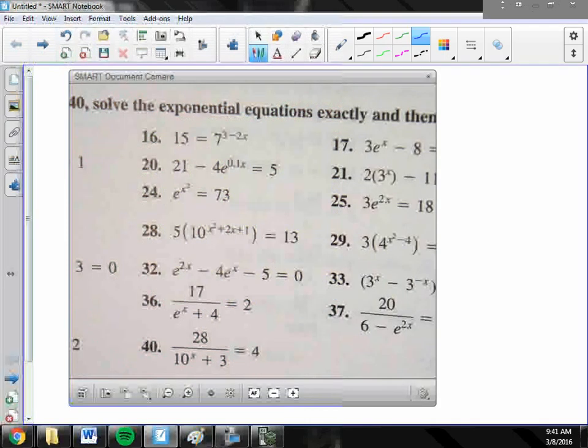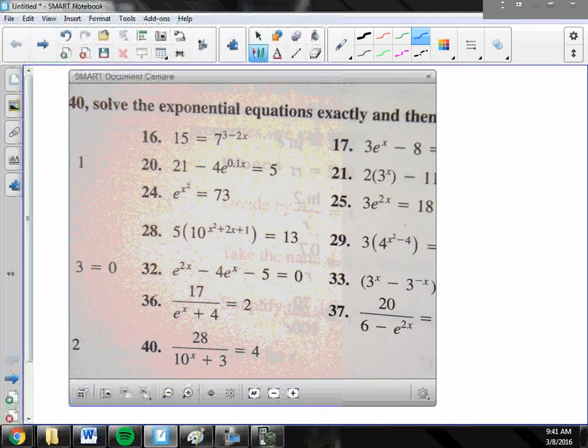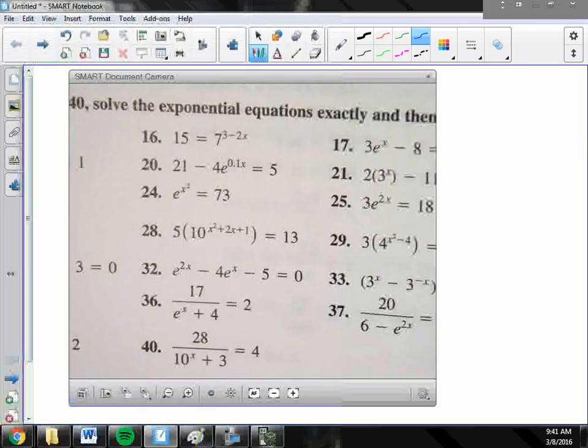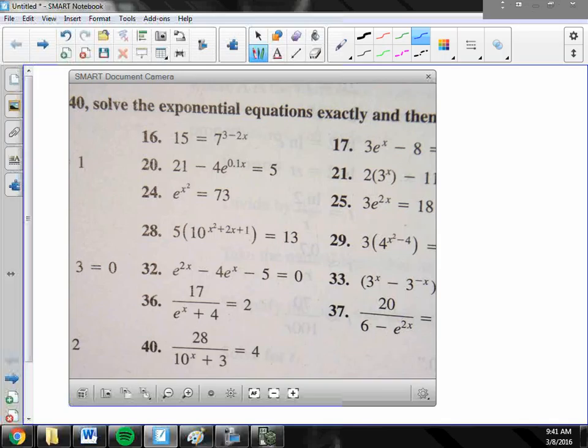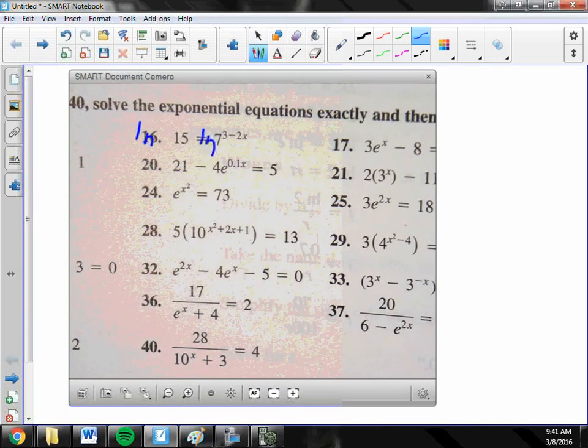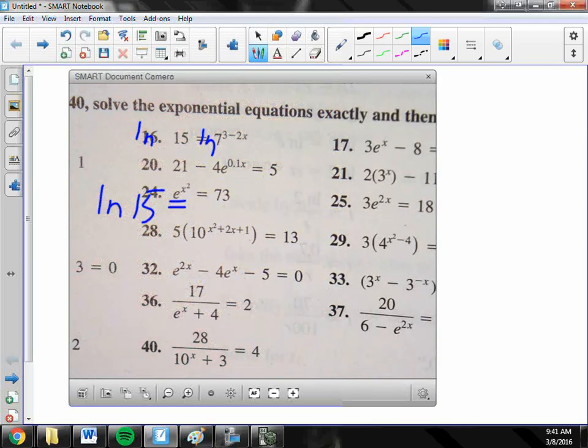And if they were to ask something like this on the final, they would say, give the exact answer, not the approximate. So if you put 6.53, that would be incorrect, but the ln of 48 over the ln of 5 is the correct answer, or something like that. So number 16, natural log both sides. So the natural log of 15 is equal to 3 minus 2x times the natural log of 7.